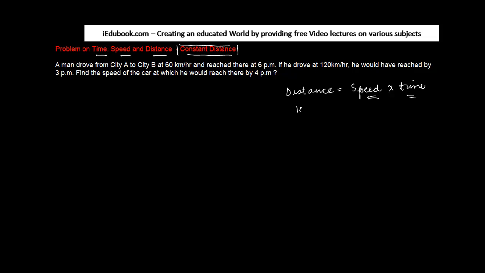If, let's say for example, you had to cover 100 kilometers at a speed of 50 kilometers an hour, how much time will you take? Obviously 2 hours, right? But if instead of 50 you drive at 100 kilometers an hour, then you will take how much time? 1 hour. So what is happening here is that as the speed is increasing, the time, if you notice, is decreasing. As the speed increased from 50 to 100, the time decreased from 2 to 1.